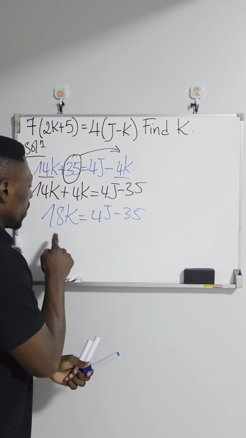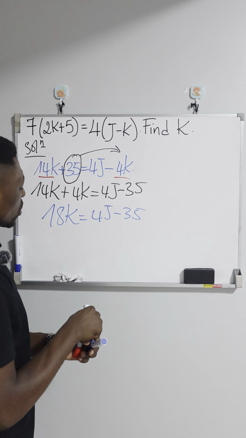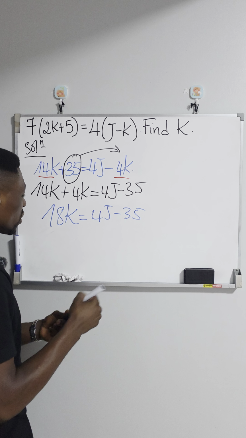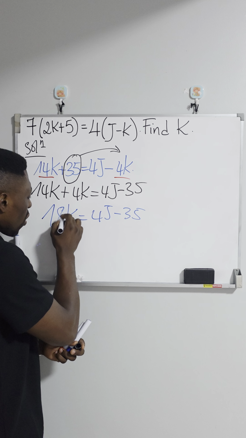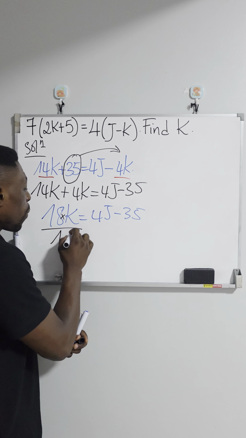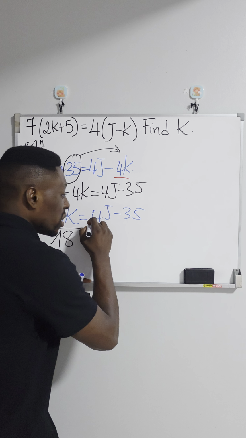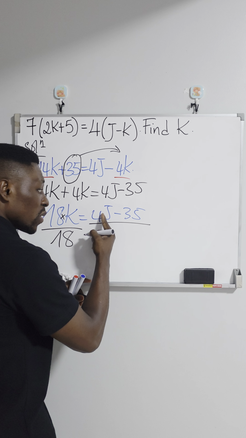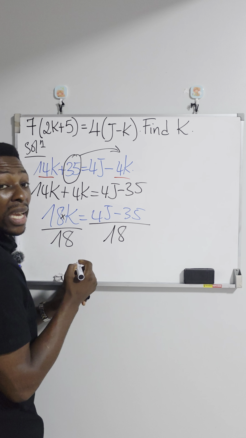Remember, they didn't ask us to find 18k. They asked us to find only k. So we have to isolate k further by doing the opposite of what brought these two together. For your information, there's an invisible multiplication sign here. So the only way to do away with this 18 is the opposite of multiplication, which is division on both sides. So we will divide the entire right side, not just 4j, not just 35. It's the entire right side we are dividing by 18.